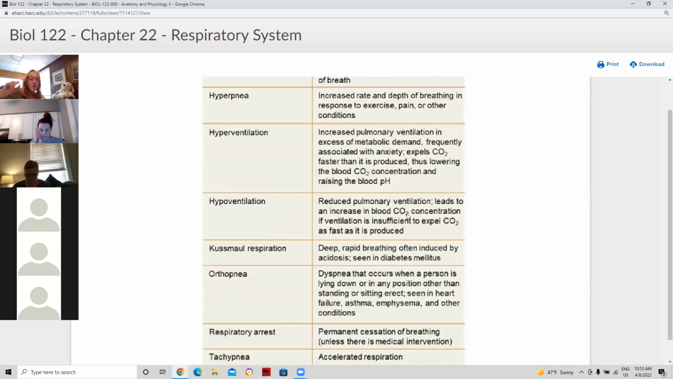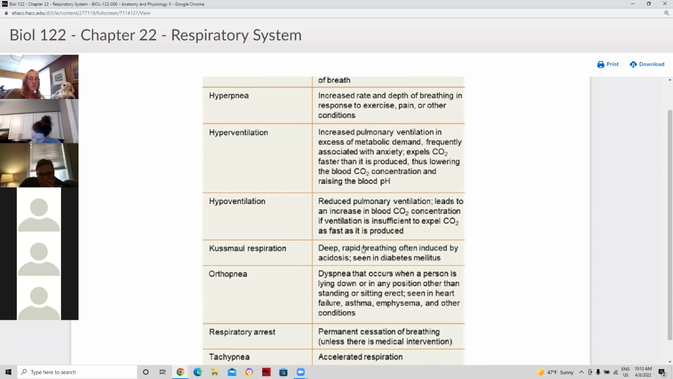Hypoventilation is reduced pulmonary ventilation, resulting in increased carbon dioxide levels in the blood, making the blood more acidic, and the ventilation is insufficient to expel the carbon dioxide as quickly as the carbon dioxide is being produced. So the carbon dioxide is being produced faster than you can expel it and get rid of it.